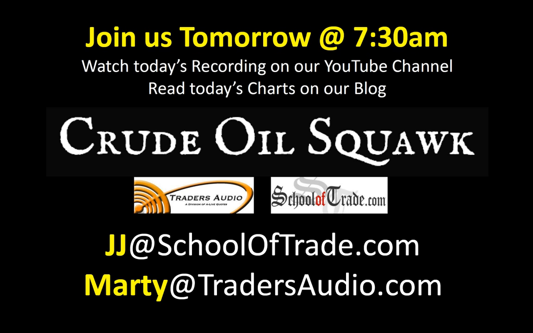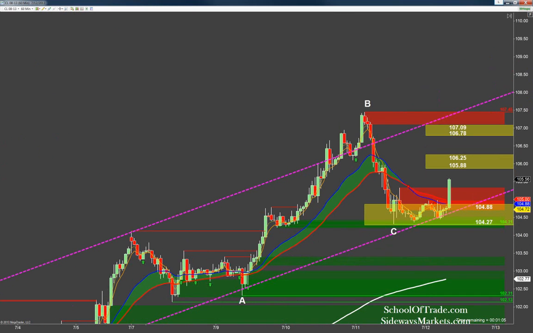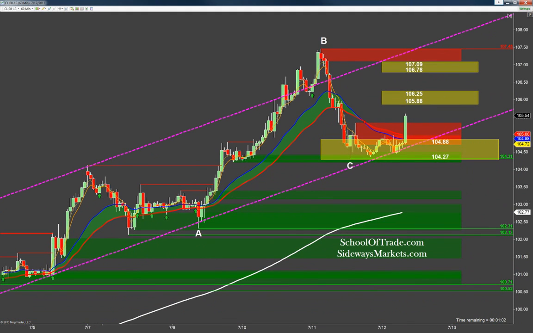Got it. So on an hourly chart of this, 102.80 puts us right here, just about back down to that A point of our symmetry. 102.80 right there. All righty. That's our line in the sand there coming out of the pit this morning.